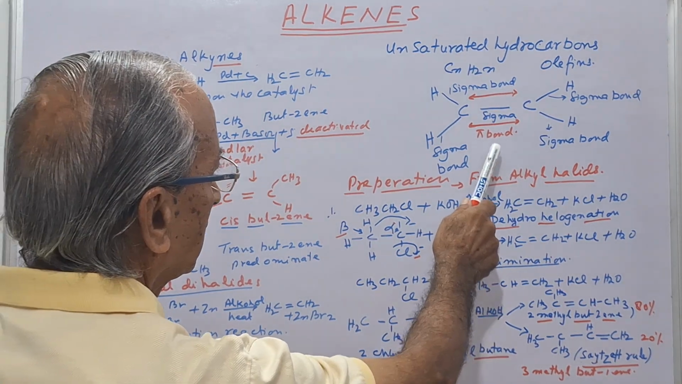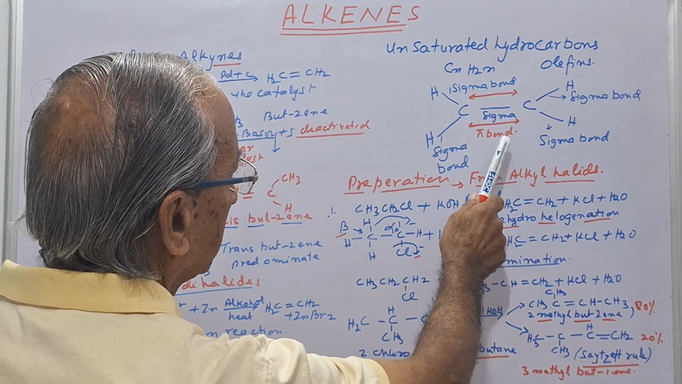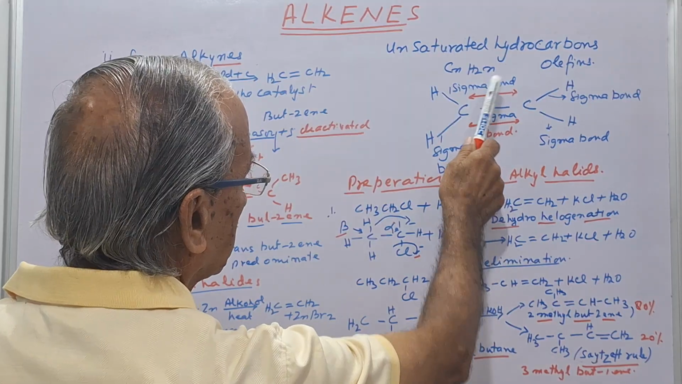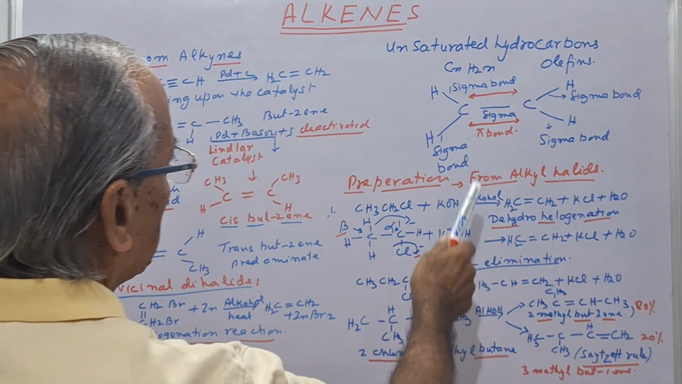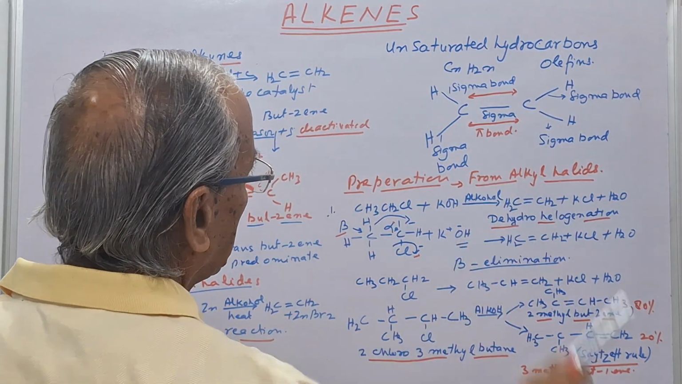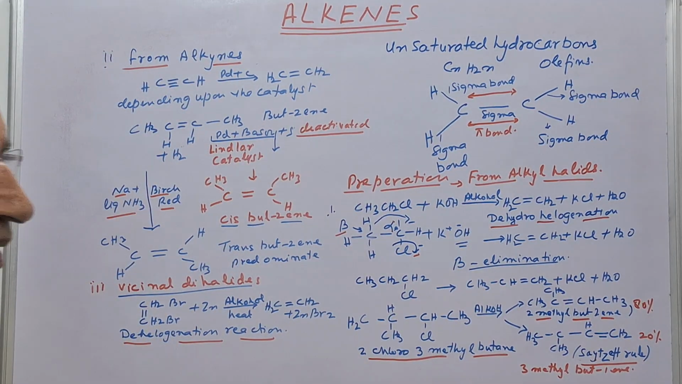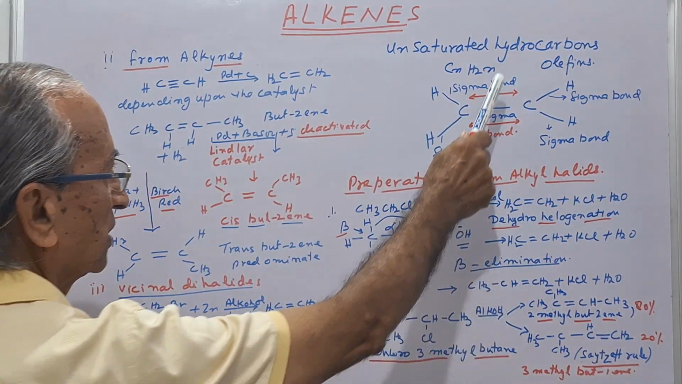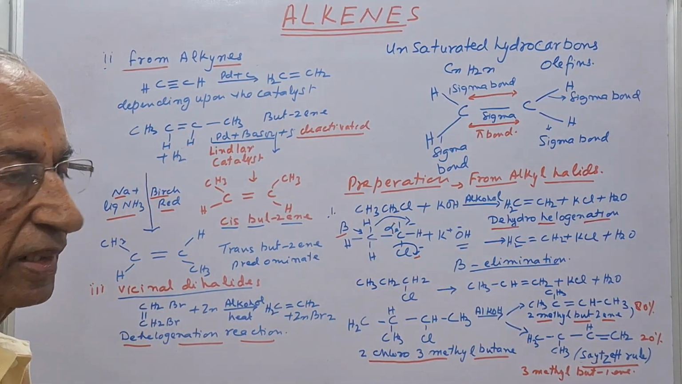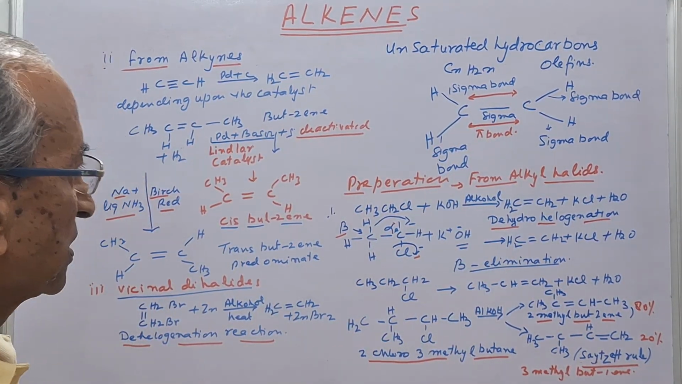Now, this pi bond is weaker than the sigma bond. That's why these alkenes are more reactive than the alkanes. That is, unsaturated hydrocarbons are more reactive than the alkanes.